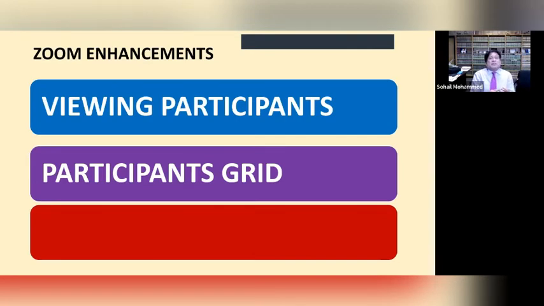However, if it's spotlighted, this spotlighting by the host will mean that everyone is locked into the tile. They would all see the same thing that the host is seeing. Participants grid: you can make it 5 by 5, which is 25 participants, versus 7 by 7, which is 49.